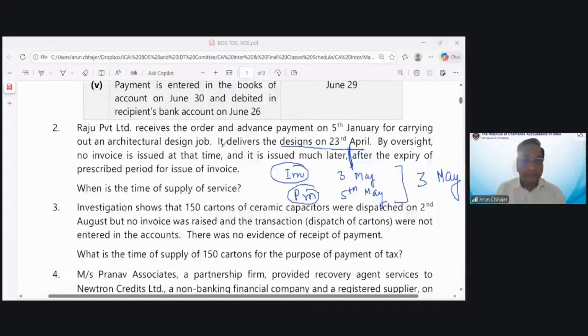Delivery of design. Architect design. It delivered the design, so it is designing. For example, say you require to construct your house. I am an architect. You have given the order to me to design your house. So I have created the map and I have given the map to you. It is supply of service. Is everyone clear, right?